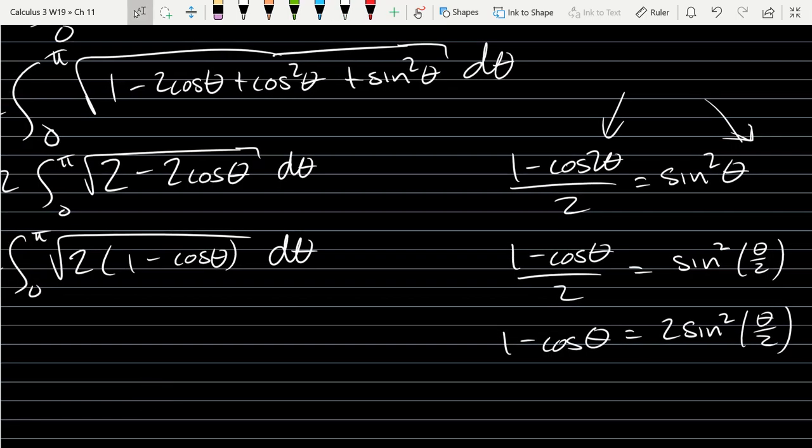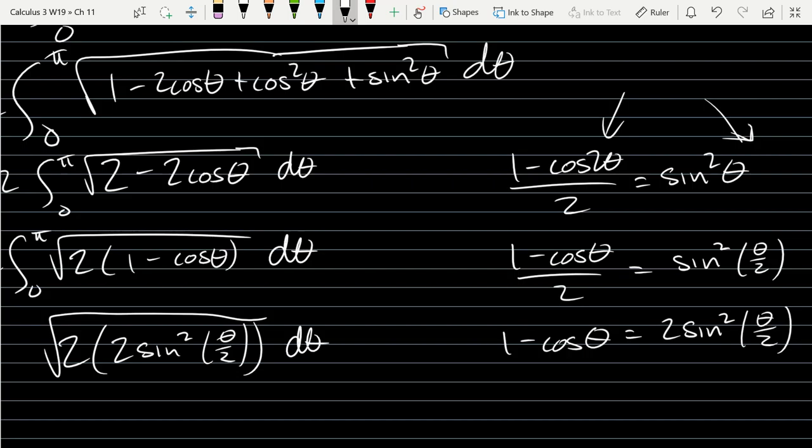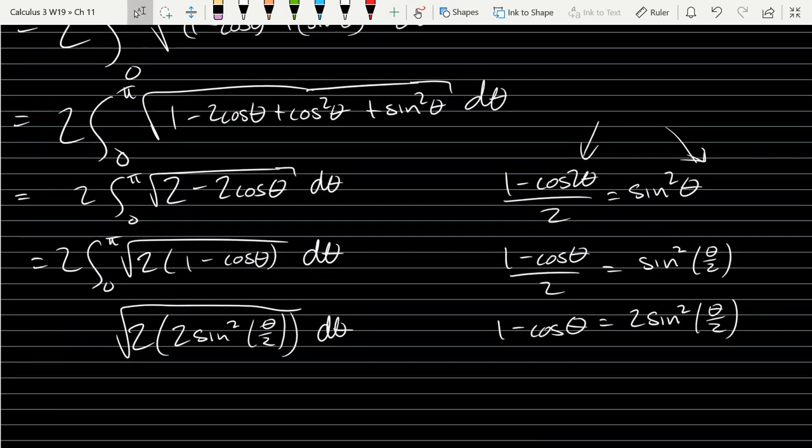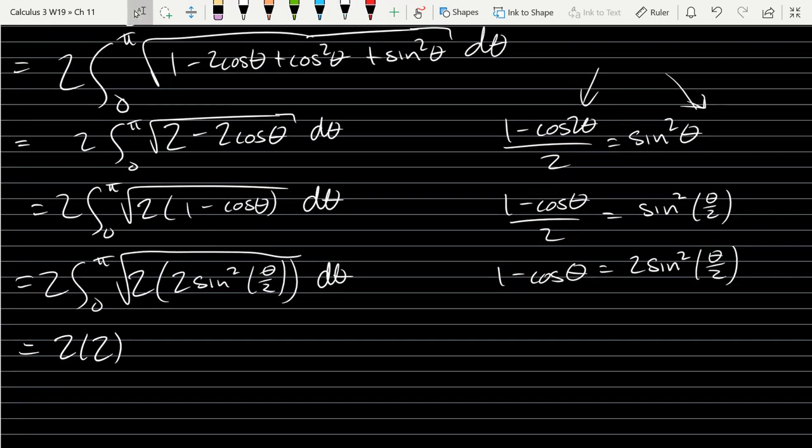This is an identity substitution, not a change of variable, so I don't need to pay the price of changing out d theta. We're still in the theta variable. So it's 2 times 2 sine squared of theta over 2, square root, d theta, integral from 0 to pi. I have 2 squared inside my square root, so that comes out of the square root as a 2. Now I just have the square root of sine squared of theta over 2 d theta.